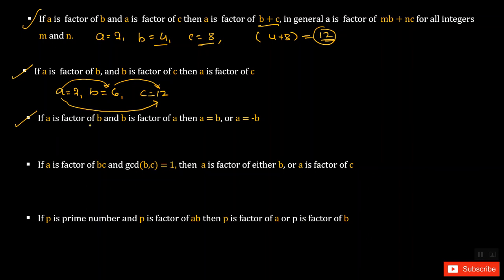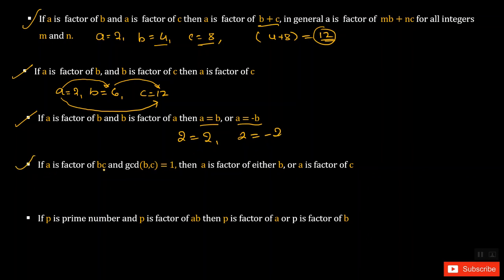If A is a factor of B and B is a factor of A, then either they should be equal to each other or they should be negatives with the same value. So when I'm saying A is a factor of B and B is a factor of A, it is possible if and only if the numbers are exactly equal, or equal with the negative sign. So I can say 2 is a factor of 2, or I can also say 2 is a factor of negative 2. That is the meaning.